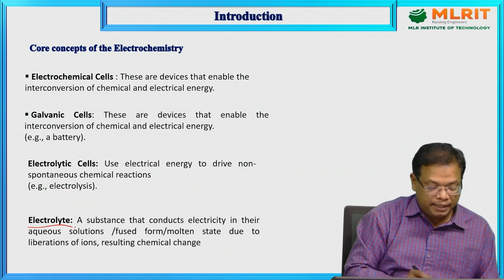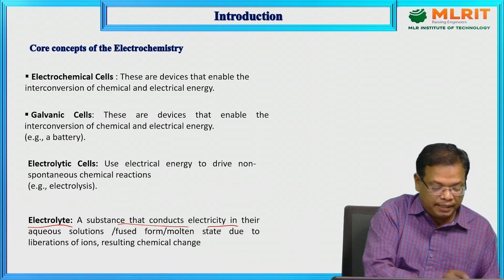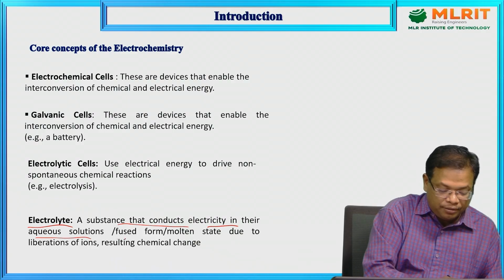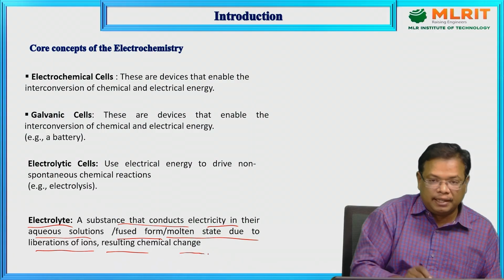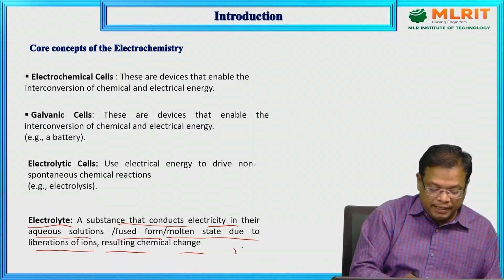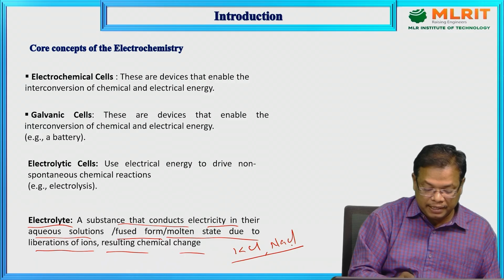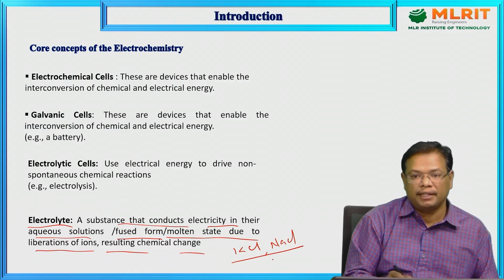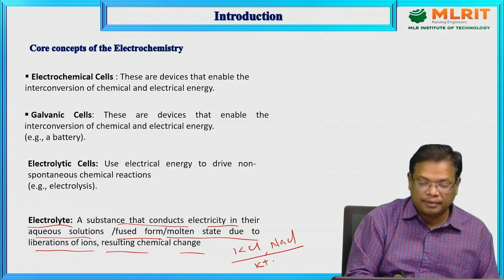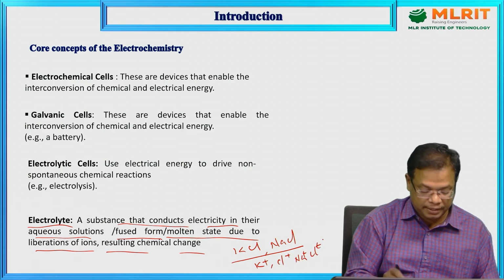Electrolyte. What is an electrolyte? A substance that conducts electricity in its aqueous solution, fused form or molten state due to liberation of ions, resulting in chemical change. Any KCl or NaCl, if in aqueous solution, will conduct electricity due to the presence of ions, K plus ions and Cl minus ions, Na plus ions and Cl minus ions like this.